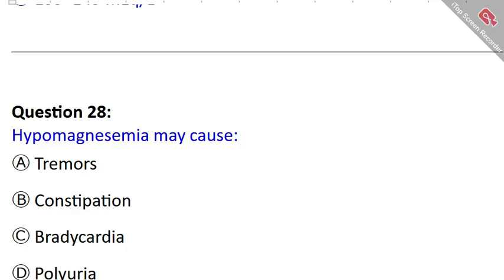And this test is related to fluids and electrolytes, acid-base balance, lab values, nutrition, IV therapy, and blood products.